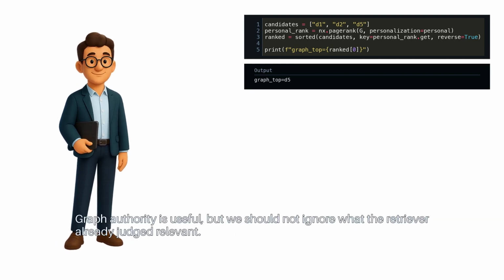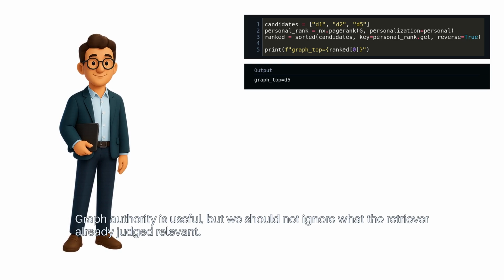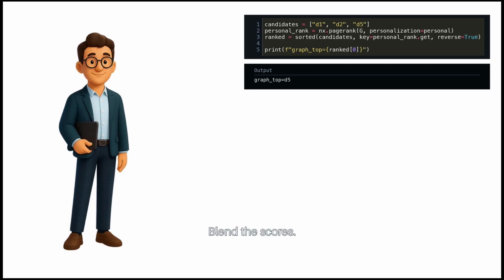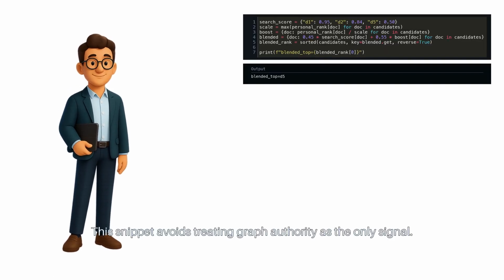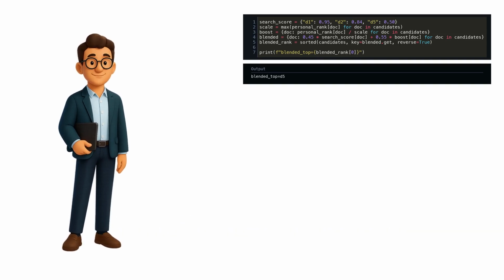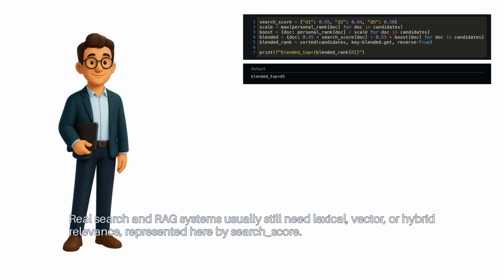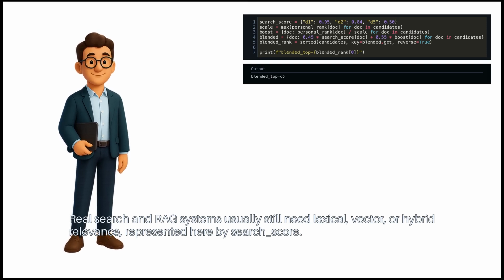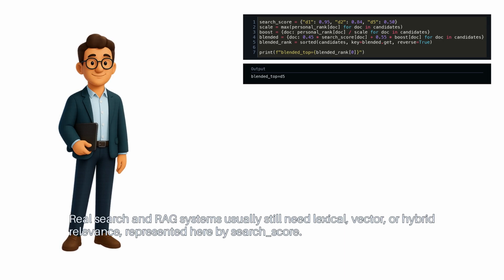Graph authority is useful, but we should not ignore what the retriever already judged relevant. Blend the scores. This snippet avoids treating graph authority as the only signal. Real search and RAG systems usually still need lexical, vector, or hybrid relevance, represented here by search score.